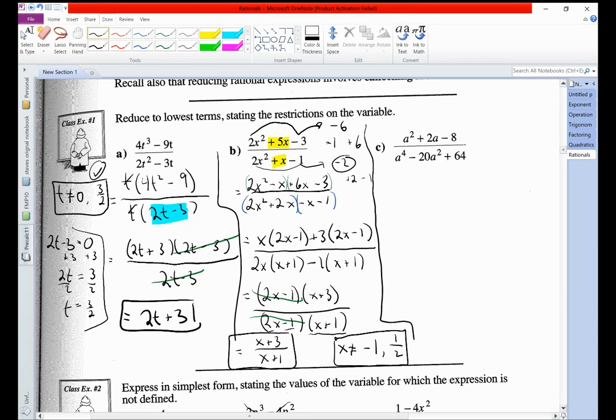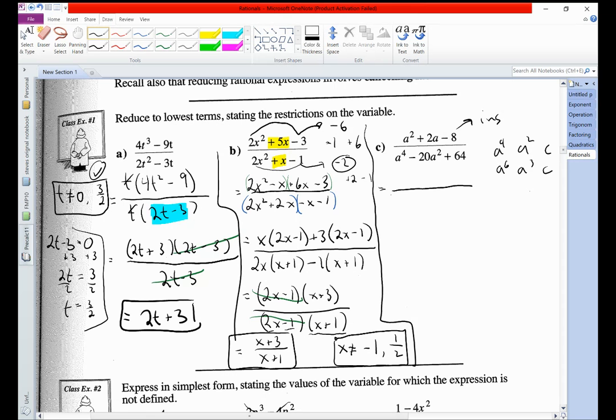So let's do the third one. We have a squared plus 2a minus 8 in the top. I can deal with that one by inspection. And then in the bottom, I have a to the power of 4 minus 20a squared plus 64. Whenever my polynomials go to the power of 4 to the power of 2 constant, or to the power of 6 to the power of 3 constant, you can factor this like normal, but instead of just putting an a term, they're going to be a squared. So I'll show you what I mean. Let's do the bottom first.